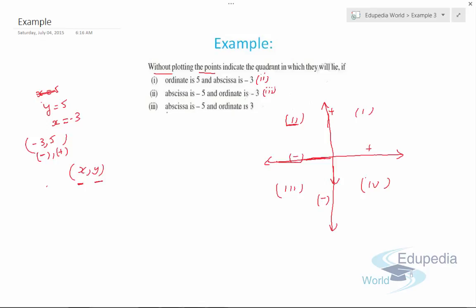Now the third question is the abscissa is -5, which means the abscissa is in a minus part and the ordinate is in a plus part. This means the abscissa is in a negative direction and the ordinate is in a positive direction. So this clearly signifies that the point will lie in the second quadrant.